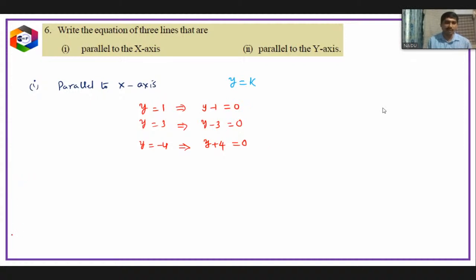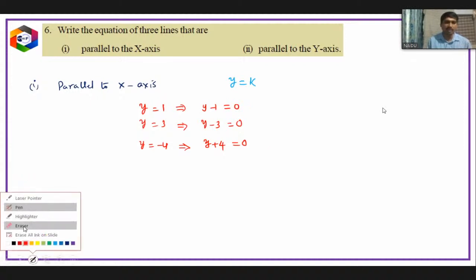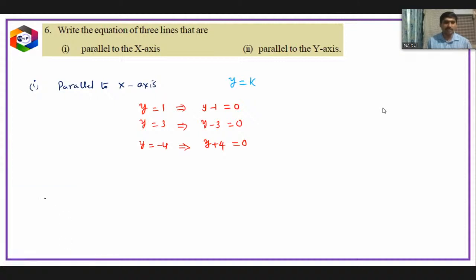So in the same way, now it is your turn, children. I want the answers from you all. You have to give the three equations now parallel to y-axis. Please try to give the answers for this one.